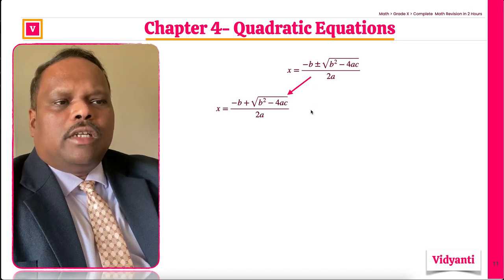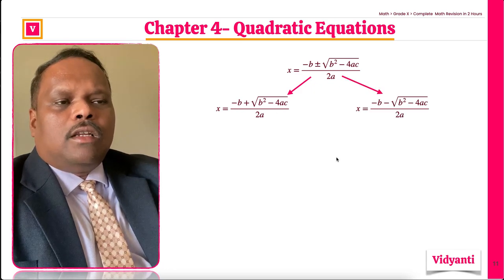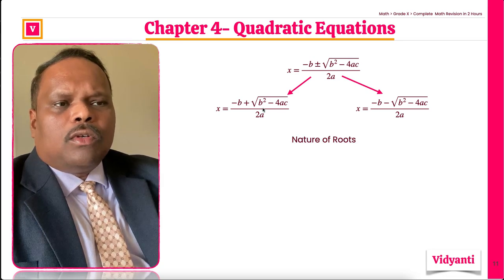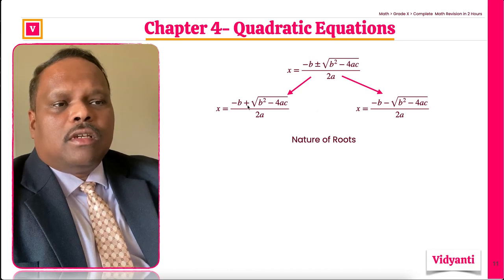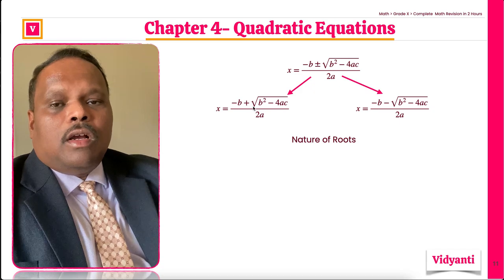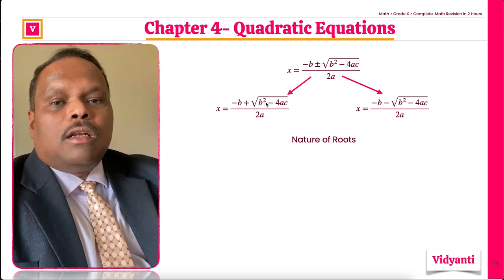So let's write them separately. Once I'm going to write them with the plus sign, once with the minus sign. Now, that is the reason the first part is the same in both situations. What is different in these two solutions is what immediately follows within that square root sign. So the nature of roots is primarily defined by the thing which is under the square root.